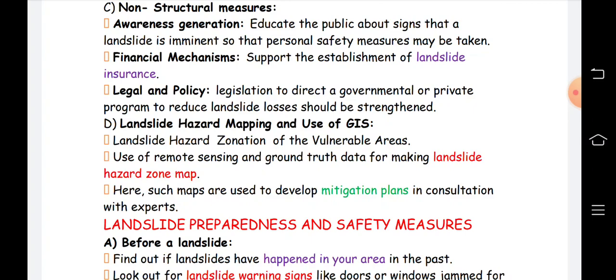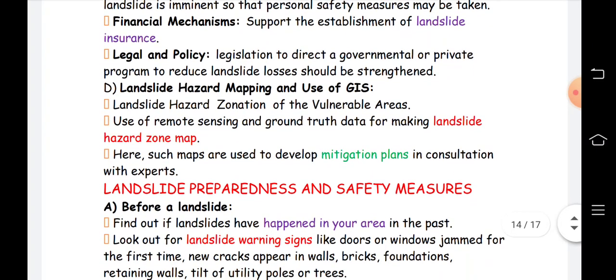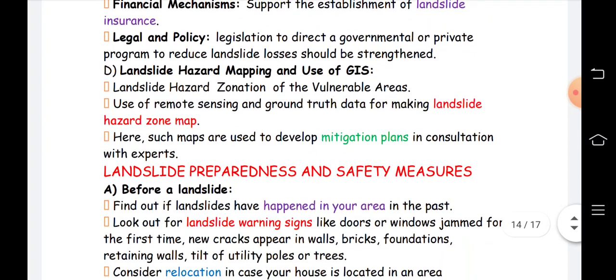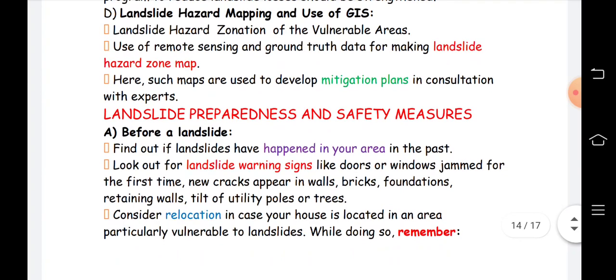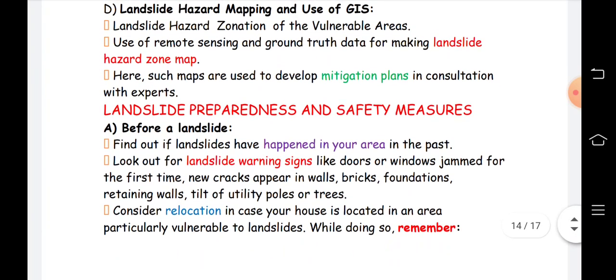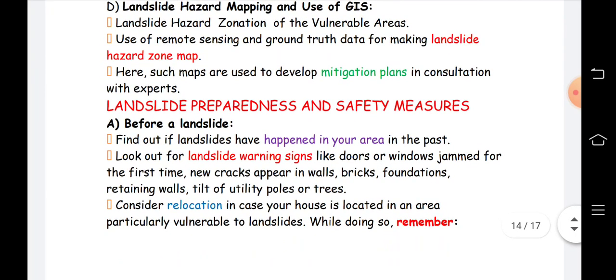So this legislation to direct government or private programs to reduce landslide losses should be strengthened. Next, use GIS for landslide hazard mapping. Using GIS and GPS, the Global Positioning System, find which areas are landslide prone and prepare a map of it.